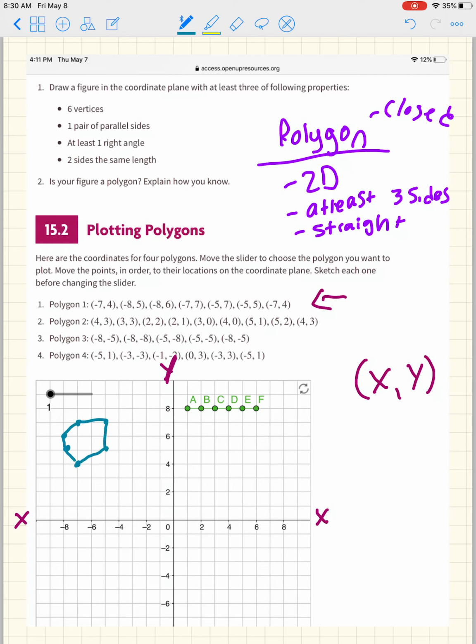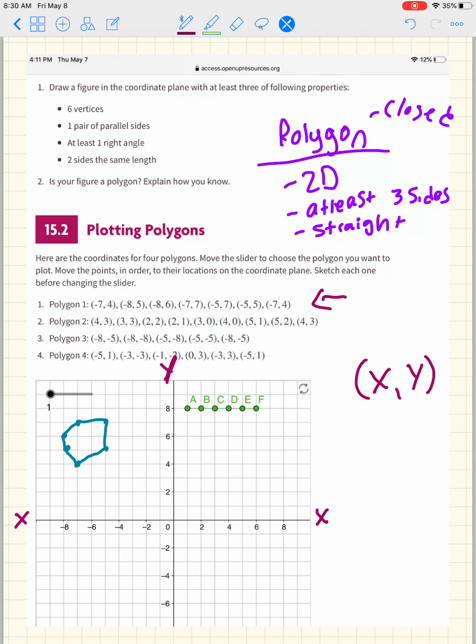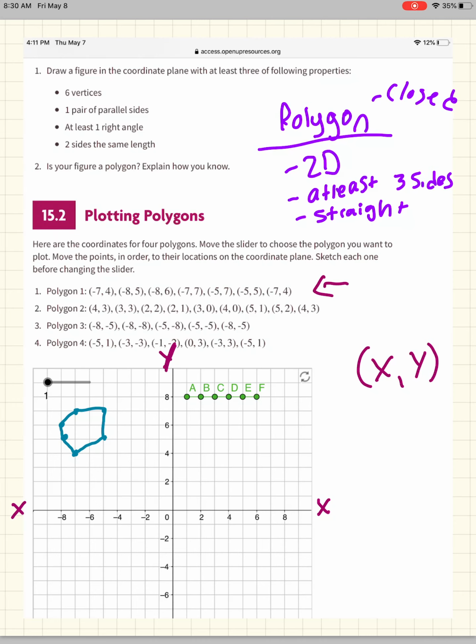So our shape is going to look something like this, kind of a weird looking polygon. And before you guys try to plot the rest on your own, I want to remind you of the quadrant names. So here we have quadrant 1.